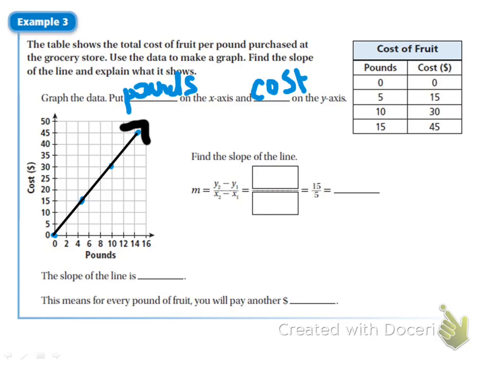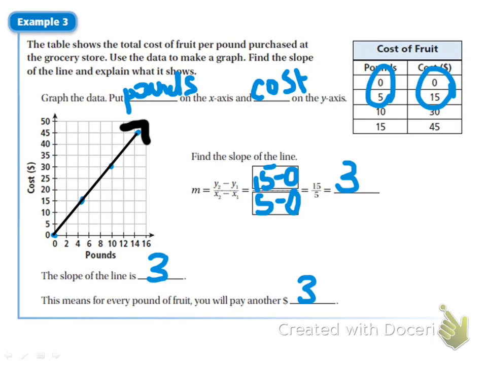Now I'm going to find the slope of my line, and when I do that I find that 15 minus 0 is 15. 5 minus 0 is 5. 15 divided by 5 is 3. So the slope of my line is 3. This means that for every pound of fruit, you will pay another $3.